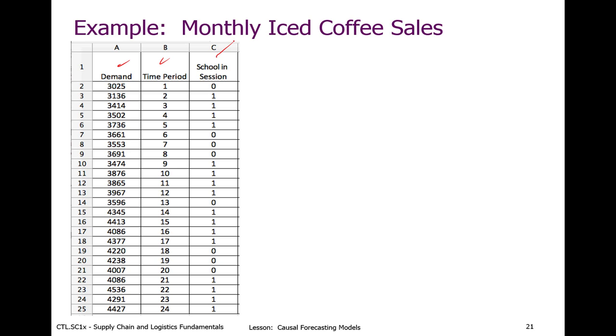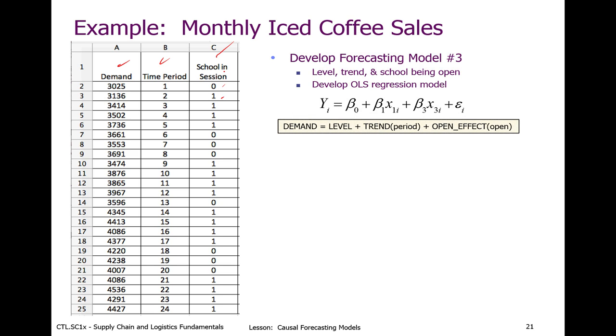Then I've got my flag in column C for schools in session. Now I converted where it said no, I changed that to a 0. And I changed where school's in session to a 1. So it's just 0, 1. 1 means it's in session, 0 means it's not. Because I think I'm going to develop another model, because I have the suspicion that not only is there a level, this beta knot, a trend, I think that some impact of the school being in session will increase my sales. And I think it's an absolute amount.